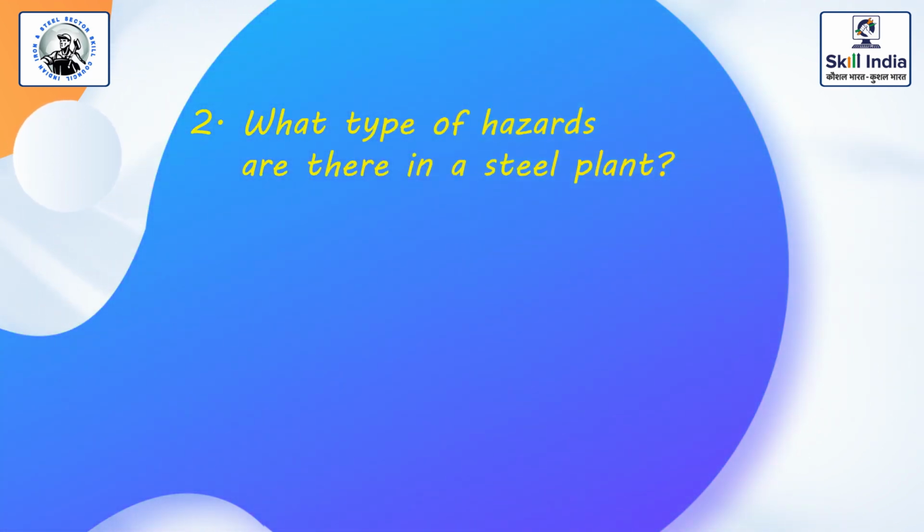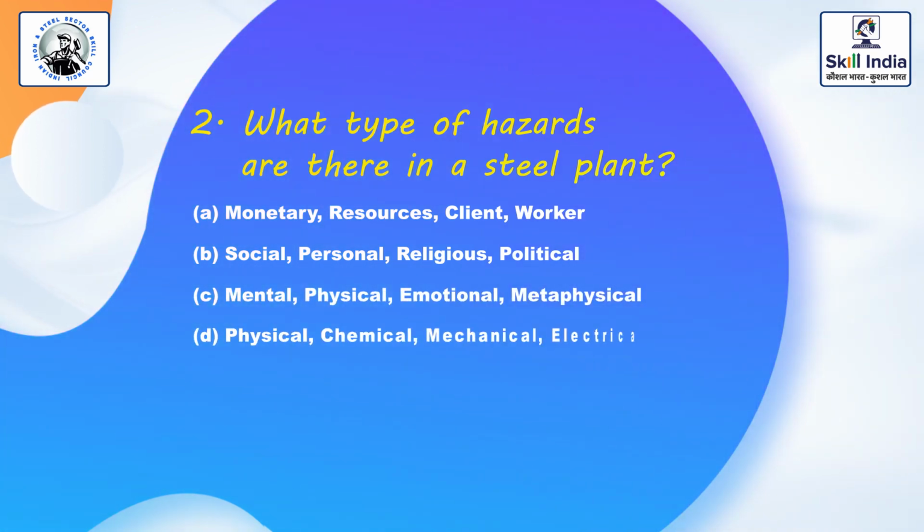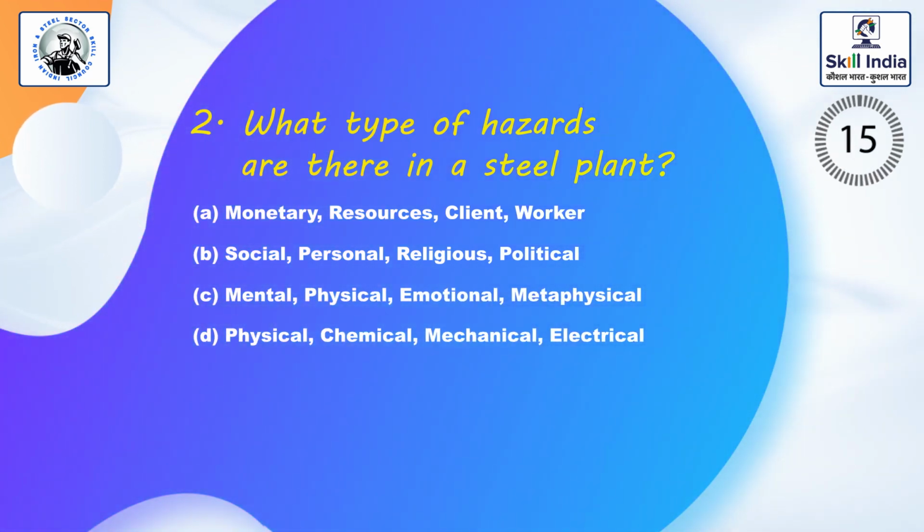Question 2. What type of hazards are there in a steel plant? Option A. Monetary, resources, client, worker. Option B. Social, personal, religious, political. Option C. Mental, physical, emotional.